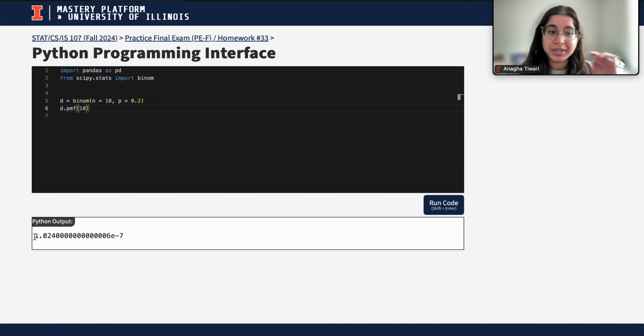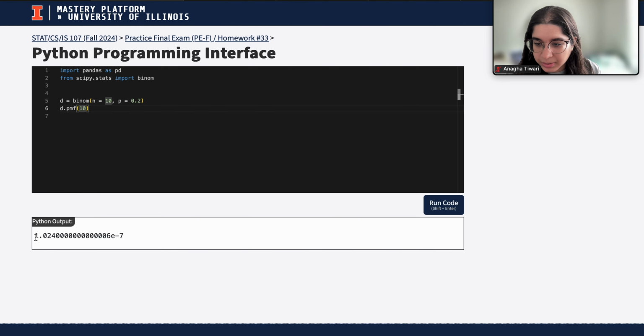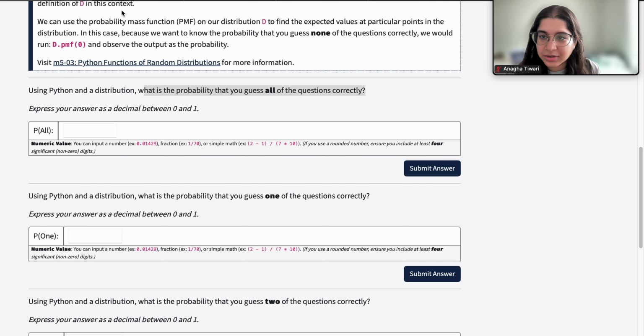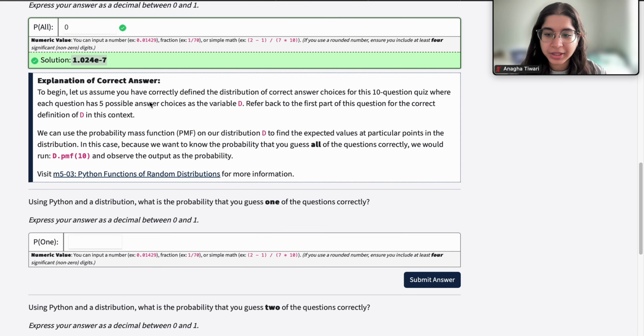The previous question was none of the questions, and the current problem is finding the probability that I guess all of the questions correctly. That's going to be very close to 0, so I can just put in 0 here if it lets me, which is the same as what we got in our Python result.